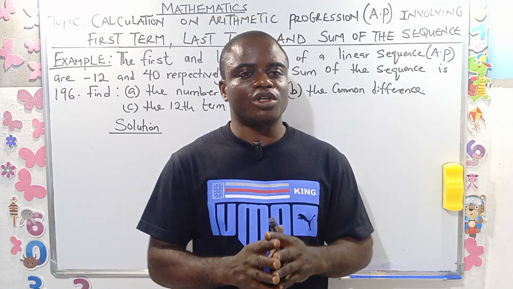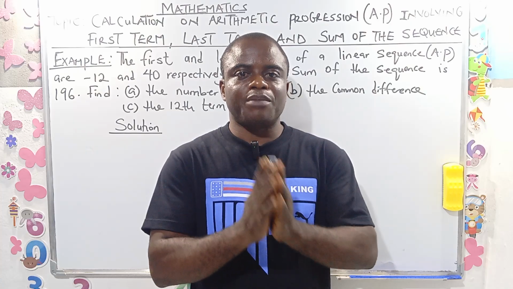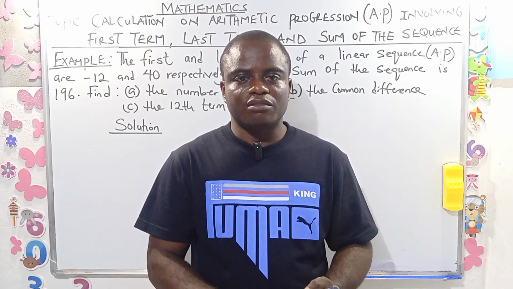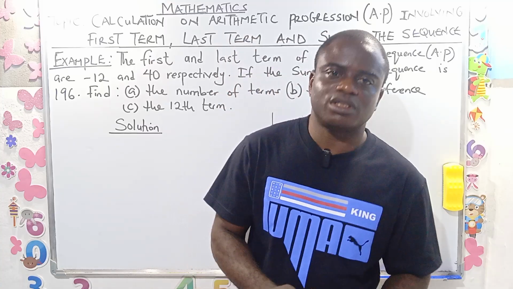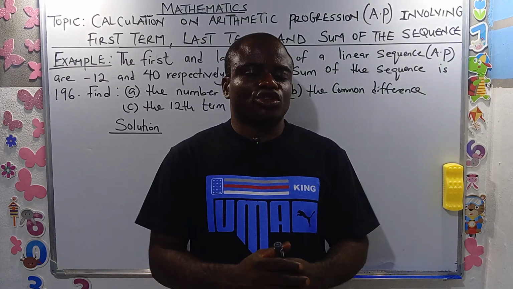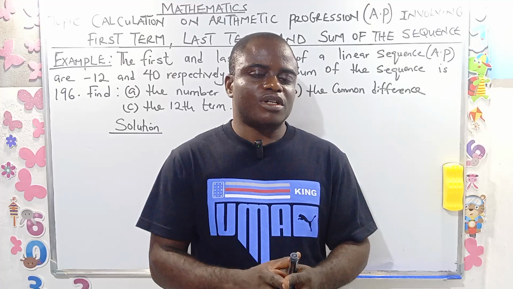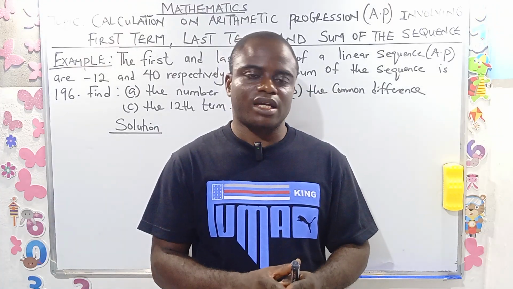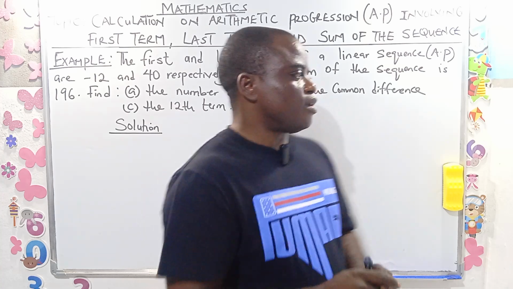Today we're carrying out calculations on arithmetic progression, represented with capital letters AP, involving the first term, represented with small letter a, the last term, represented with small letter l, and also the sum of the sequence, or sum of AP, represented with S subscript n, capital letter S subscript small letter n. Now let's see what's on the board.